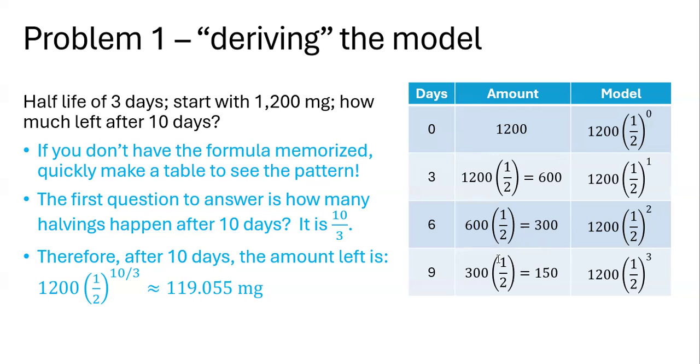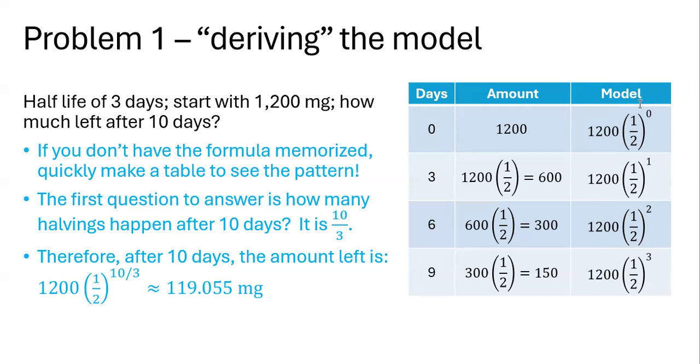And to get to after 9 days, we halved 3 times. So half times half times half from the initial amount, 1200, which is 1200 times half cubed. Okay, this is how we think through it. And then to get this one, remember I said, let's skip it. Let's go back to this one. This is essentially half to the 0 power. What's something to the 0 power? That's 1 when the inside's not 0. Okay, so this is our model.